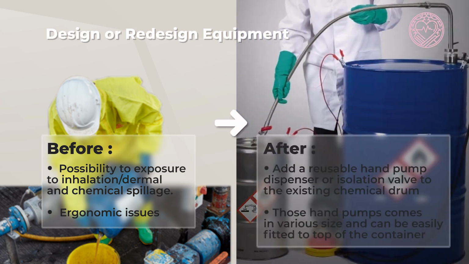After, add a reusable hand pump dispenser or isolation valve to the existing chemical drum. Those hand pumps come in various sizes and can be easily fitted to the top of the container.